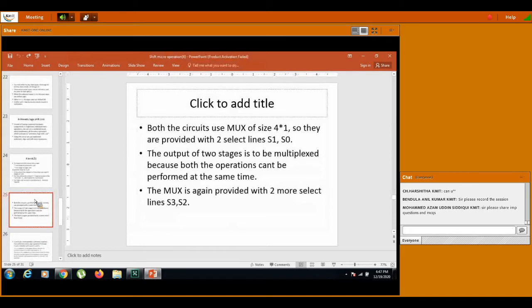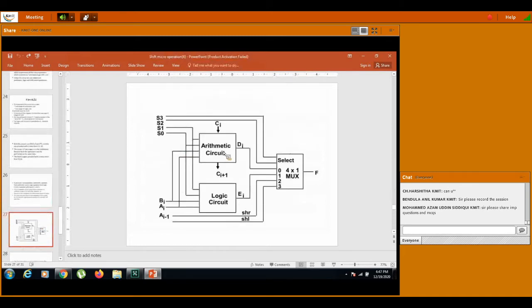So you are implementing it in this particular way. You are having an arithmetic circuit and a logic circuit. For the shift micro operation, you don't need any circuit, right? You are just shifting the bits, so you are not having any separate circuit for that. You are having only the arithmetic circuit and logic circuit, and you are connecting the signal lines from S0, S1, S2 and S3. So you are connecting these to the multiplexer.